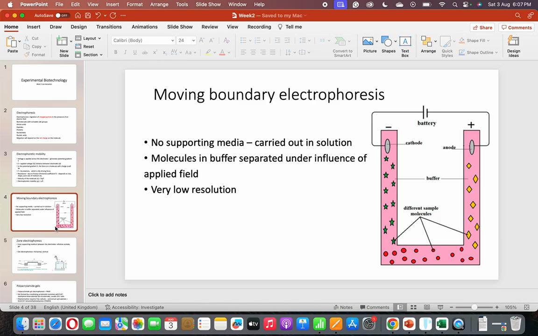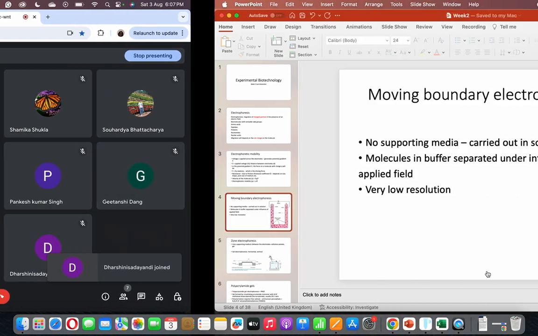I just have a buffer. I have my mixture in it, and I'll add two electrodes. And that is called moving boundary electrophoresis, right? So there is no supporting medium. It's carried out in the solution itself.